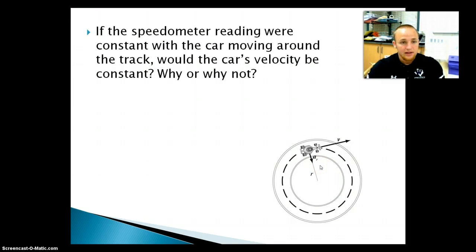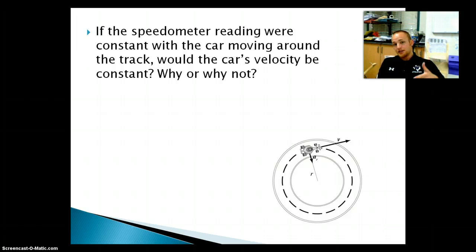All right, same picture again. If our speedometer reading were constant with a car moving around the track, would our car's velocity be constant? Why or why not? This question might be a little confusing, but what do we know about velocity? Velocity is a vector, right? And the difference between a vector and a scalar is that vectors have both magnitude and direction. So is the magnitude of my car's velocity changing? No, because my speedometer reading is constant.